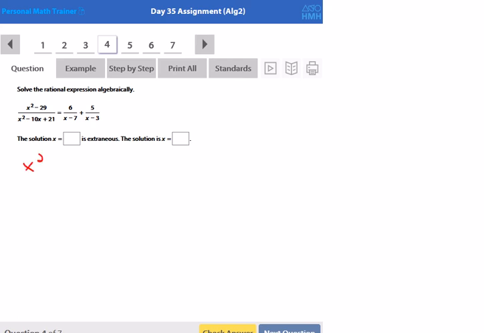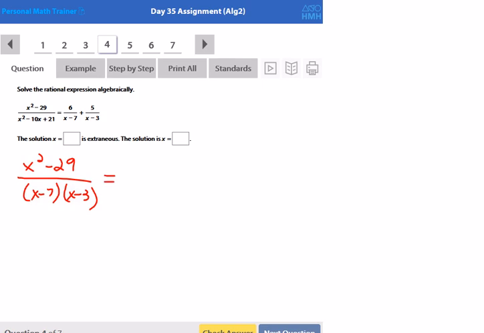It just happens to be a complete coincidence that when I factor this first denominator, I also get x minus 7 and x minus 3. But that's just a coincidence. We're treating the two sides completely separate. One has nothing to do with the other.